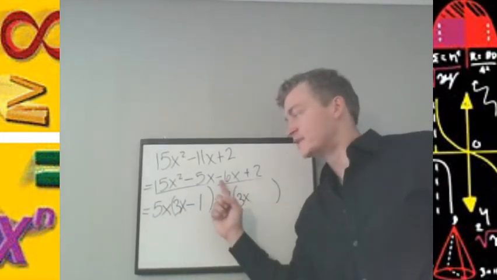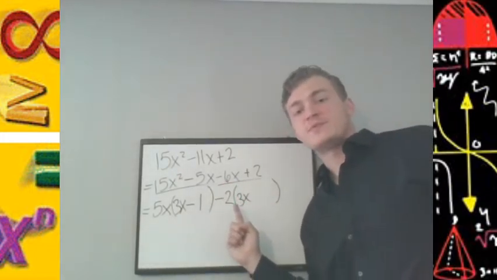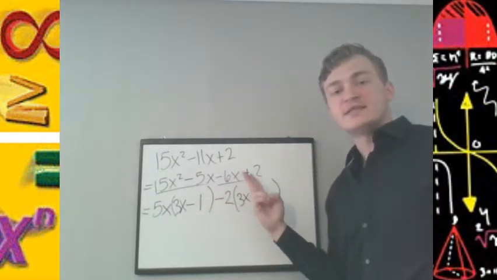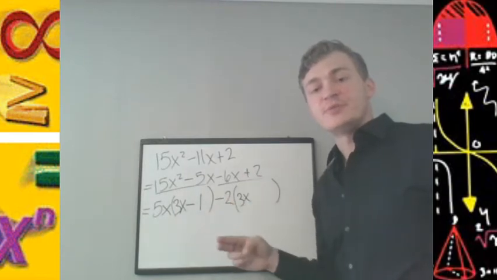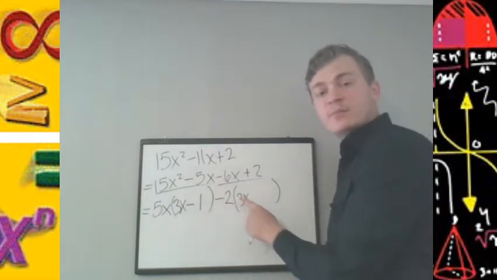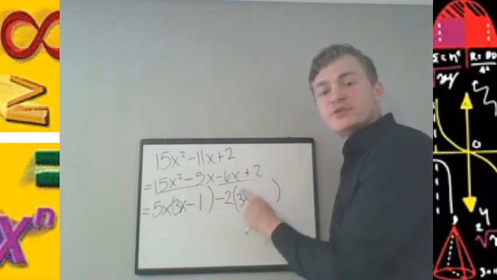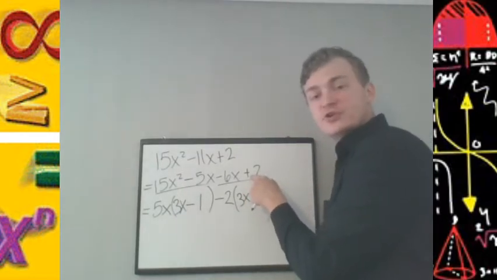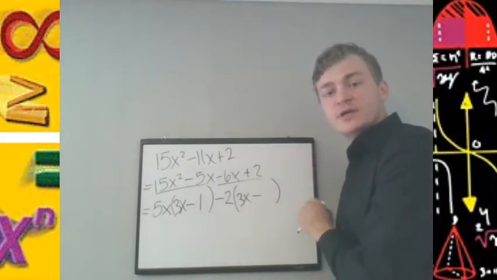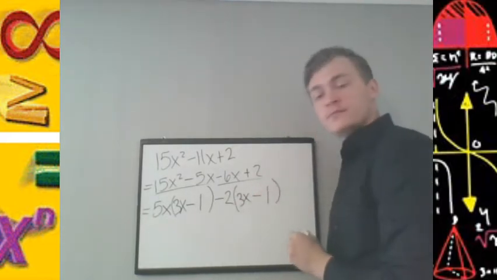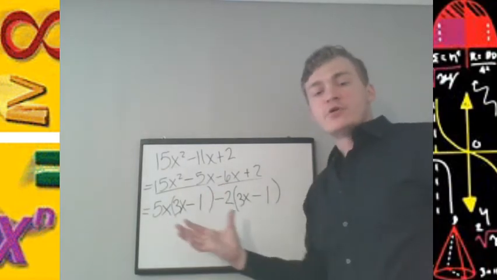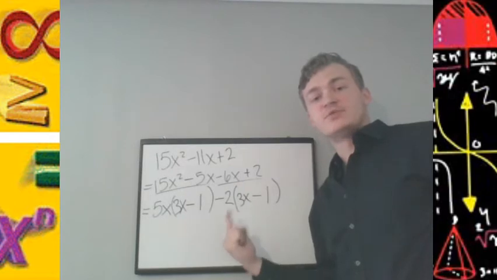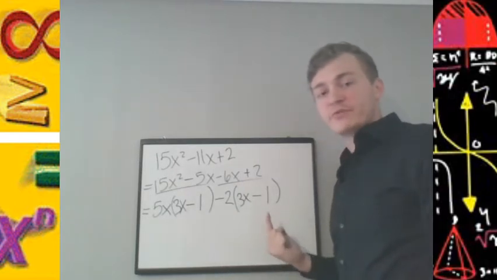So as you saw, this negative 6x became positive 3x because we distributed out a negative. When you distribute out a negative, you change the signs of each term that's being distributed out. So this negative became positive, therefore this positive 2 is going to become negative. A positive 2 divided by negative 2 is negative 1. So our new factorization here: 5x multiplied by 3x minus 1, subtract 2 multiplied by 3x minus 1.